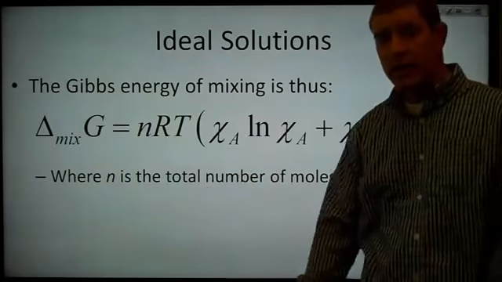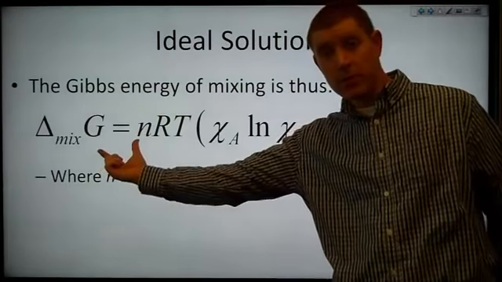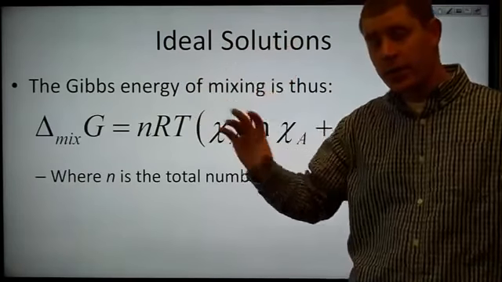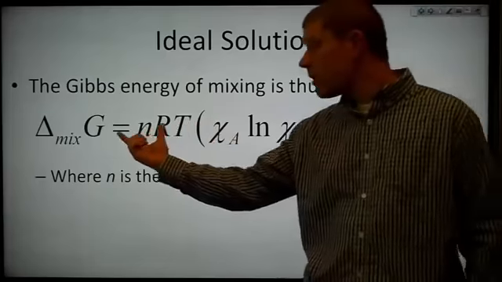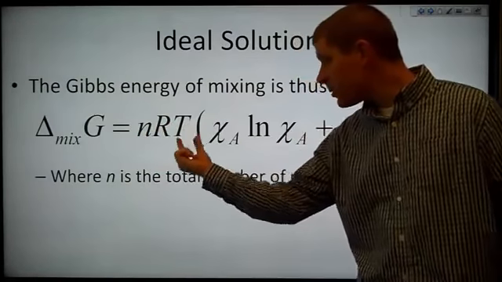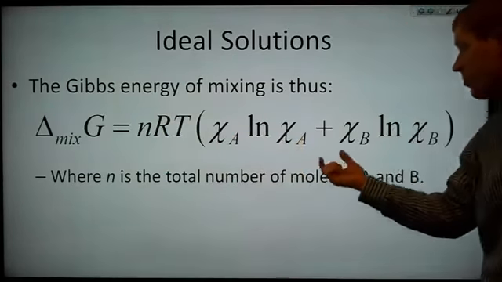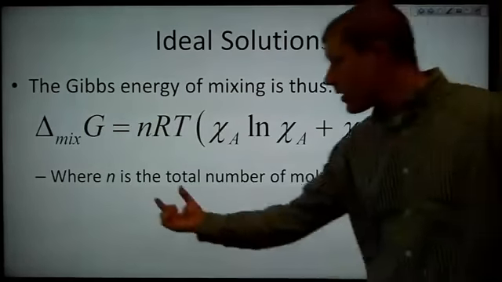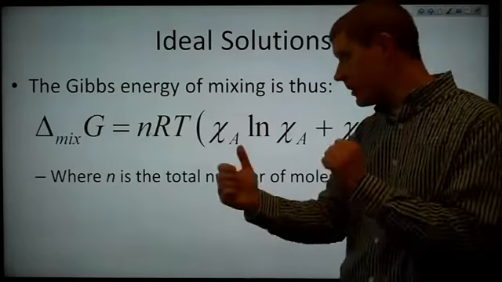And this means that the Gibbs energy of mixing, so delta G mix, is GF minus GI. So this means that now our Gibbs energy of mixing is nRT times mole fraction of A times the natural log of A plus the mole fraction of B times the natural log of B. Again, where n here is the total number of moles, so the number of moles of A plus the number of moles of B.